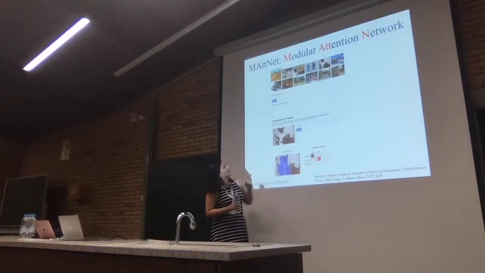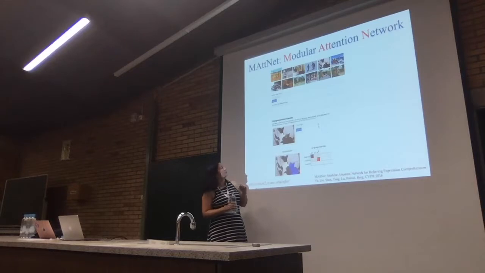an image, and I just typed cat on left. And here it's predicting which object in the image I was referring to. Now cat on right, black and white cat.